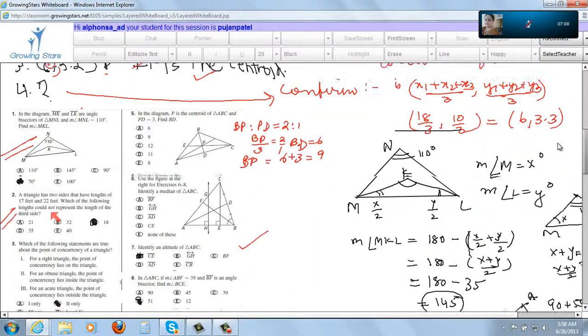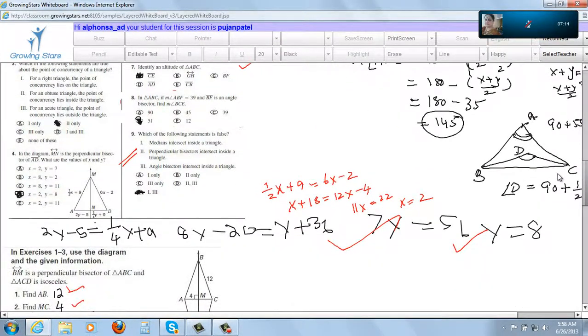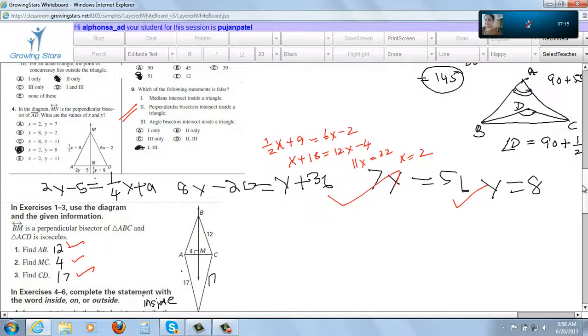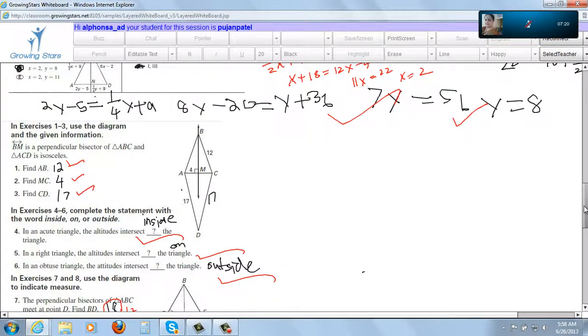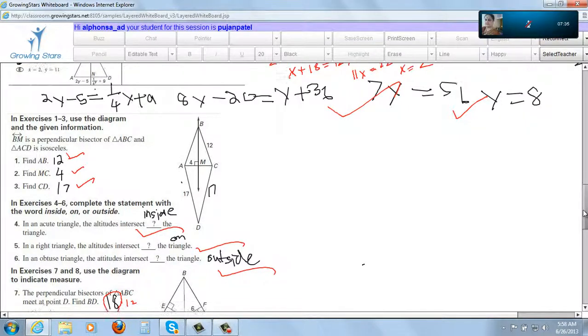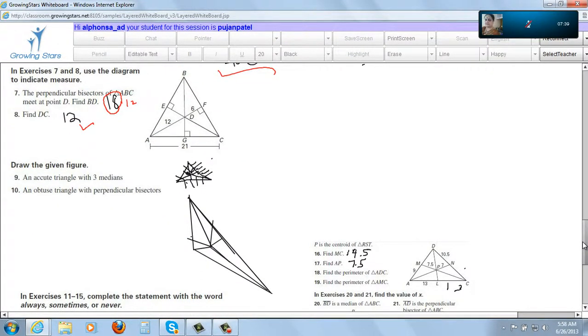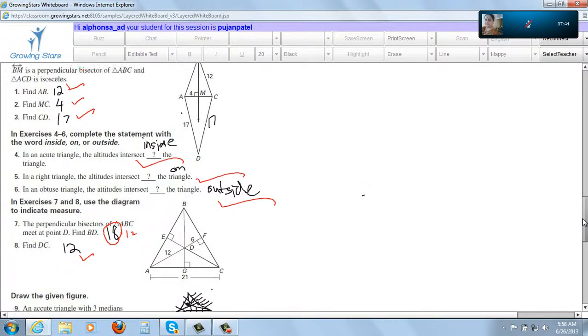So here again, let me use green color here. We have the two sides of the triangle given, 17 and 22. Suppose the third side is x, then you know the triangle inequality, isn't it? x should be less than 17 plus 22, because the sum of two sides should always be greater than the third side. In a triangle, that's the triangle inequality.